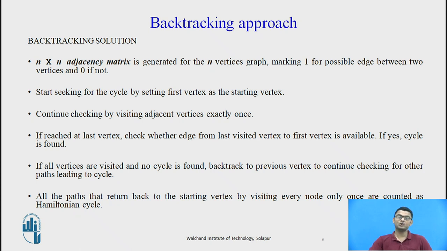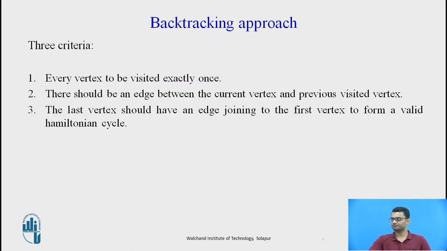If all the vertices are visited and no cycle is found, we backtrack to the previous vertex to continue checking for other paths leading to the cycle. If there is no cycle, that is the last vertex does not lead to the first vertex of the cycle, we backtrack and then check for the cycles from the remaining adjacent vertices. All the paths that return back to the starting vertex by visiting every node exactly once are counted as Hamiltonian cycles. So we have to follow these three criteria: every vertex should be visited exactly once, there should be an edge between the current vertex and the previous visited vertex, and the last vertex should have an edge joining to the first vertex to form a valid Hamiltonian cycle. So these are the criteria that we follow to find the solution.